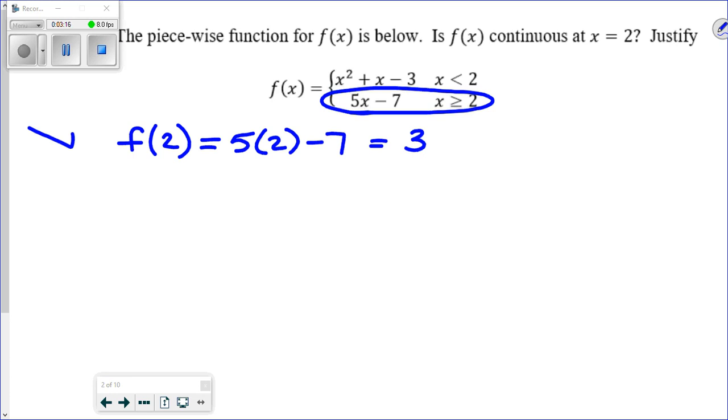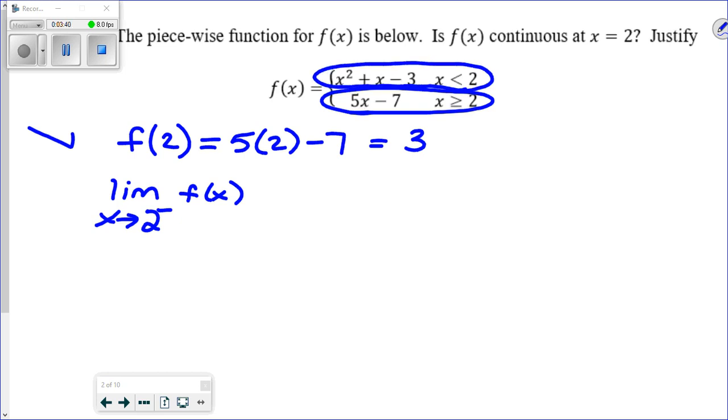Okay, condition 2, we have to evaluate the limit as x approaches 2. But again, because this is a piecewise function with inequalities, we're going to have to evaluate our one-sided limits. Okay, so the limit as x approaches 2 from the left of f of x, well, in that case, we would be looking for values less than 2, so we're going to plug into this piece. So this will equal 2 squared plus 2 minus 3, which ends up being 4 plus 2, which is 6. 6 minus 3 is 3.